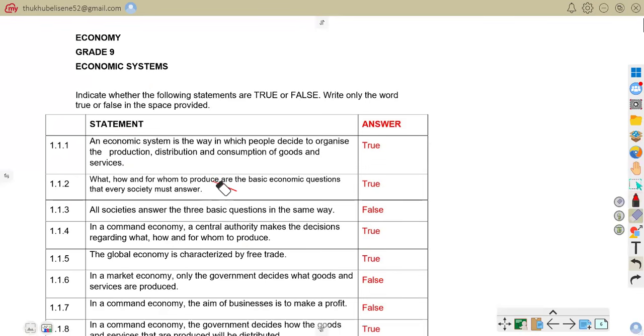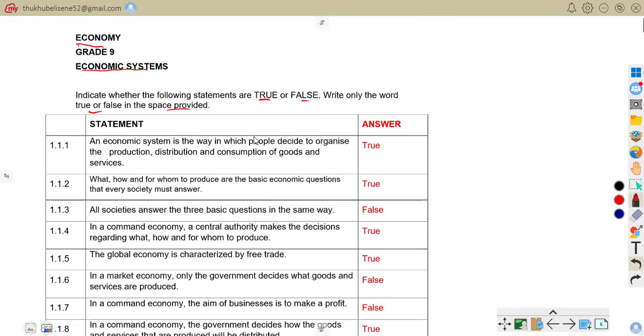Like I've said, we are going to talk about multiple choice questions as well as true or false questions. So we're still under economy and also economic system. As it says, indicate whether the following are true or false and write only the word true or false in the space provided. So now we are on true or false.